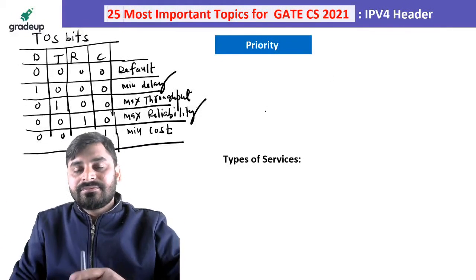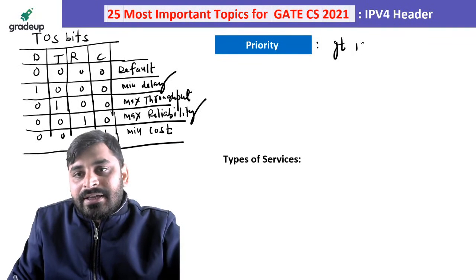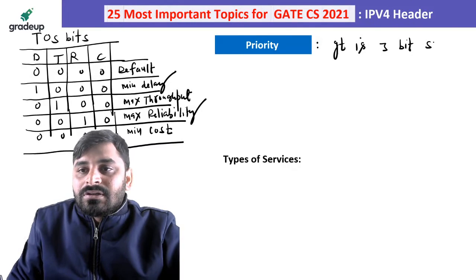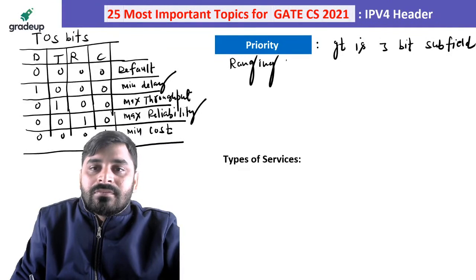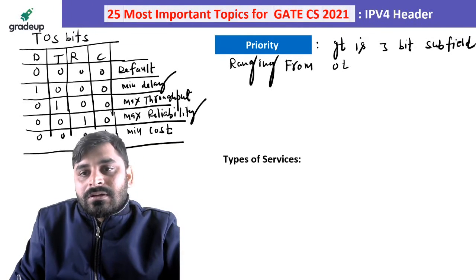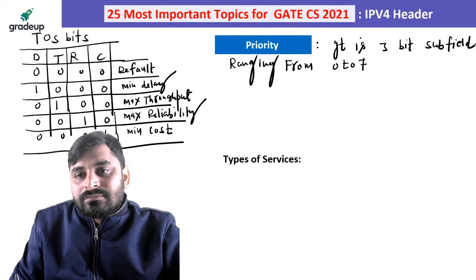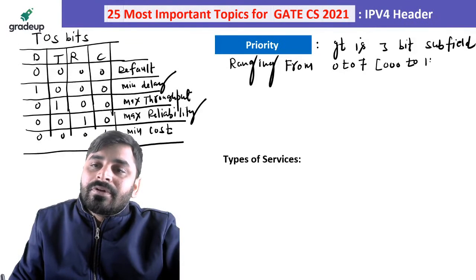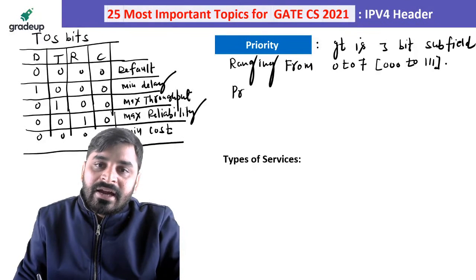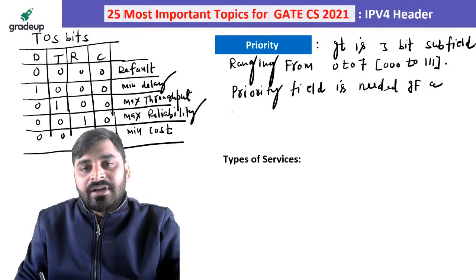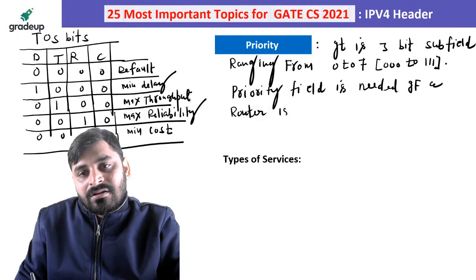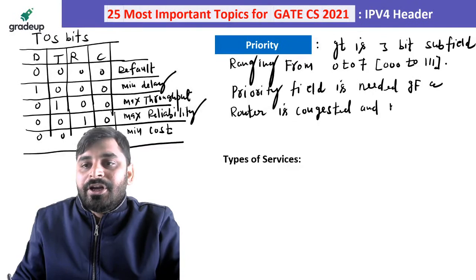So what is priority guys? Even I'm writing a point here. It is a 3-bit field ranging from 0 to 7. It means 000 to 111. Priority field is needed if a router is congested and we need to discard some datagram.